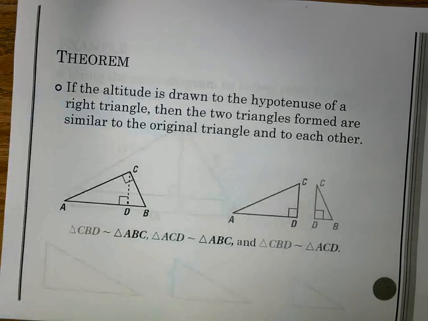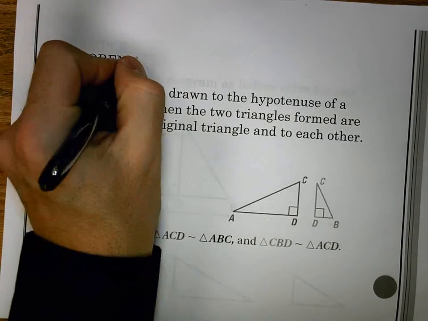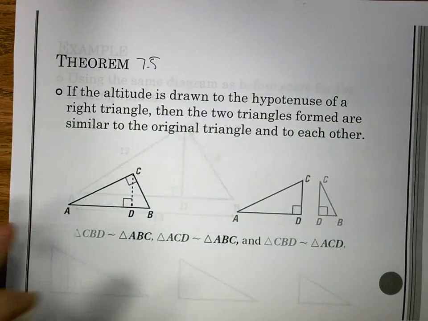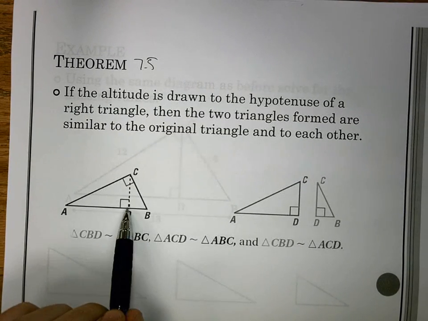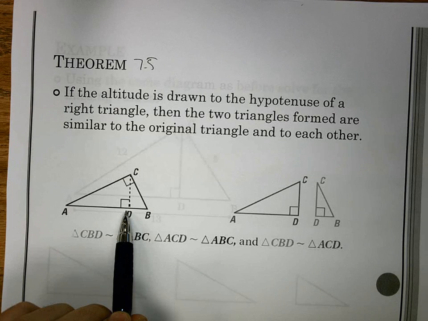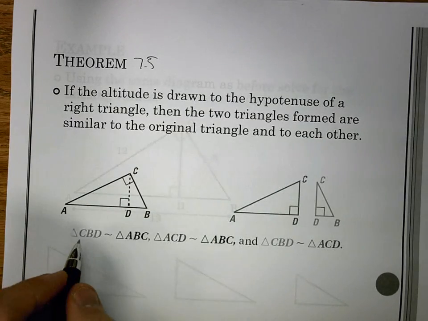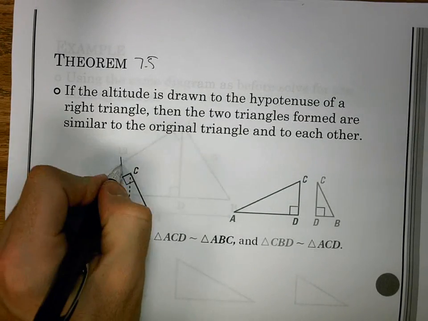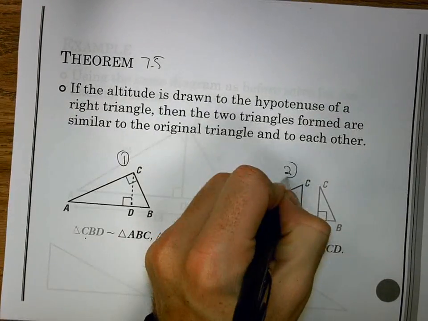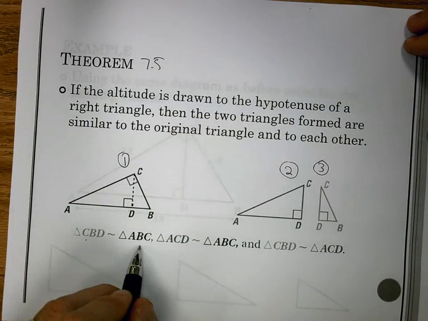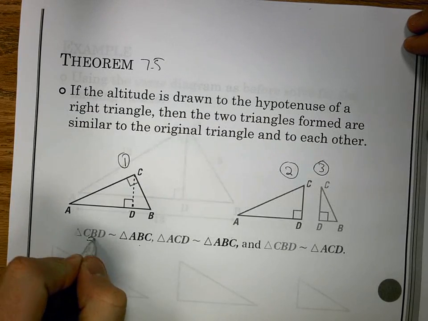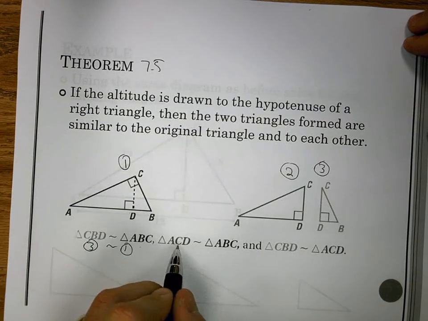So let's continue. Our first theorem is theorem 7.5, and it kind of addresses what we just said. If the altitude is drawn to the hypotenuse of a right triangle, that's here, then the two triangles formed are similar to the original triangle and to each other. So if I have this, then I know that CBD, let's number these out with 1, 2, and 3, CBD is similar to ABC, so 3 is similar to 1.